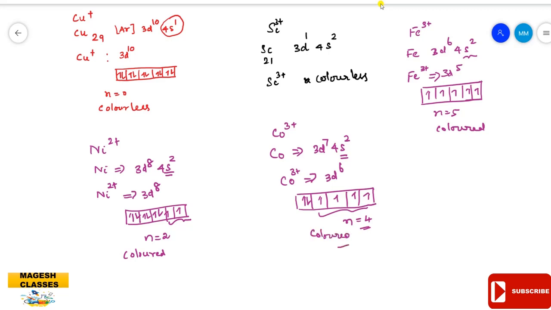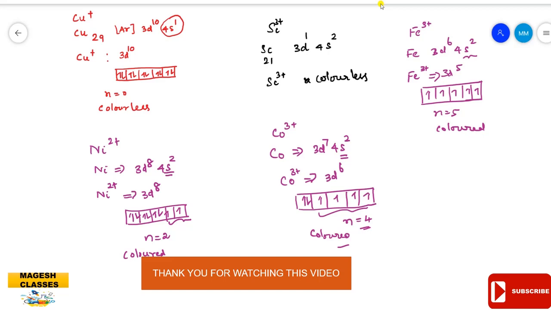In this way, you have to find out the nature of the ions, whether it is colored or not. Okay students, up to this we have stopped this presentation. I hope that it is useful to you.